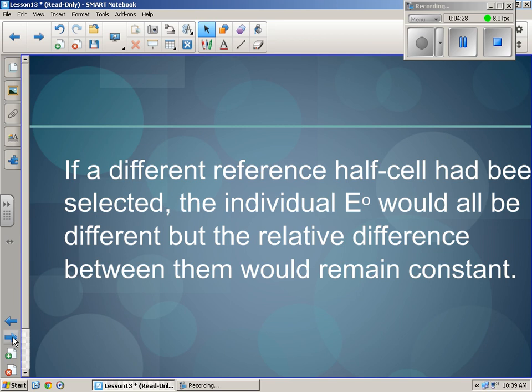What if I decided that I didn't want to use the hydrogen half cell as the reference half cell? What if I decided I wanted to use, I don't know, what's right above hydrogen there? Let's say tin 4 plus is a couple above there. What if I wanted to change that to the reference half cell? What if I wanted to make that one 0 volts and compare everything to that half cell instead? Well, that's what we're going to talk about here for a little bit.